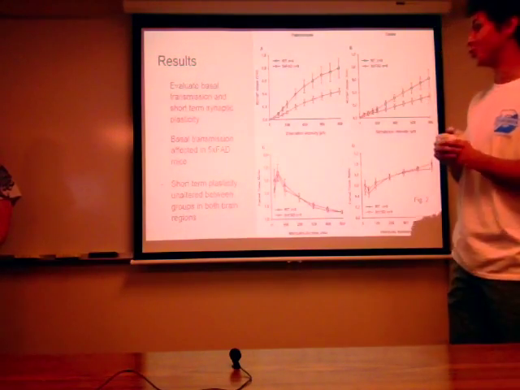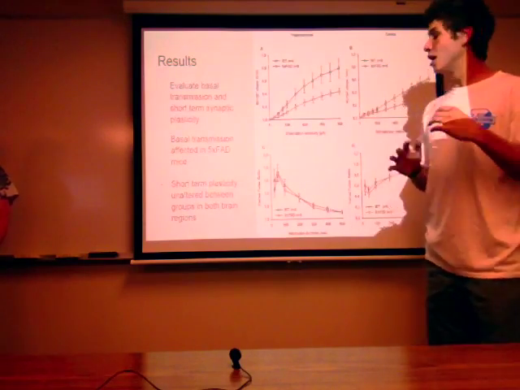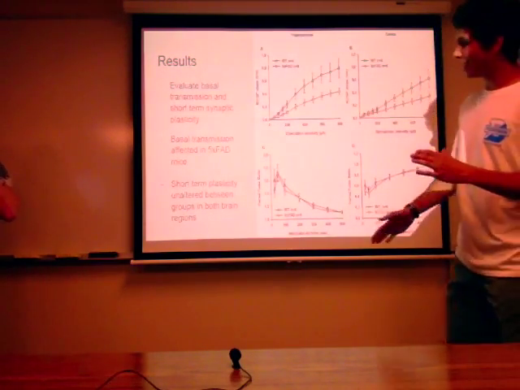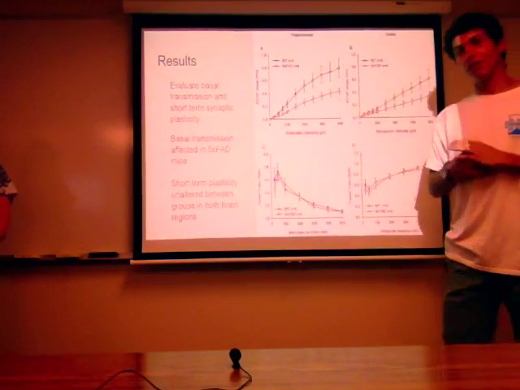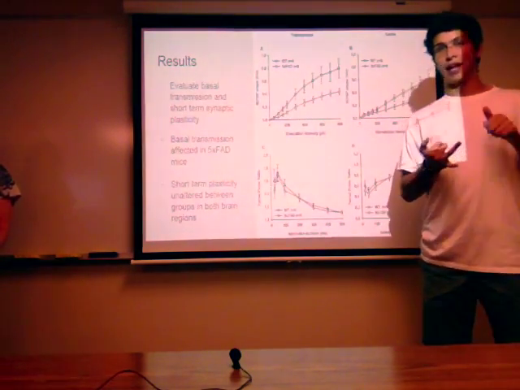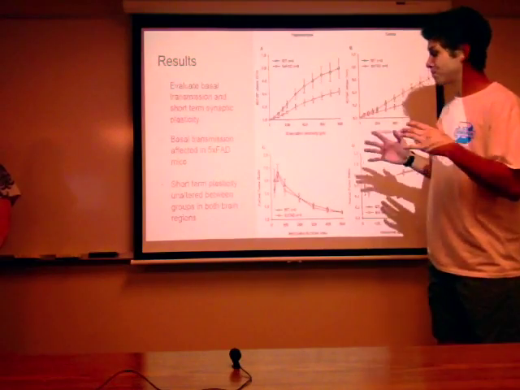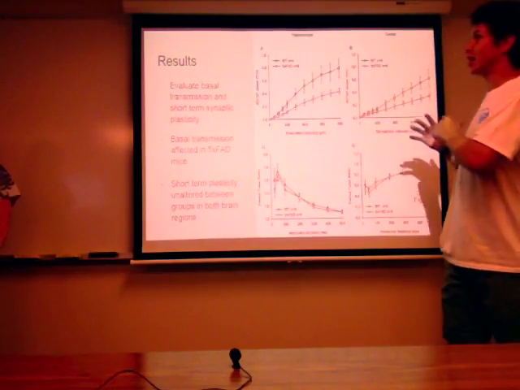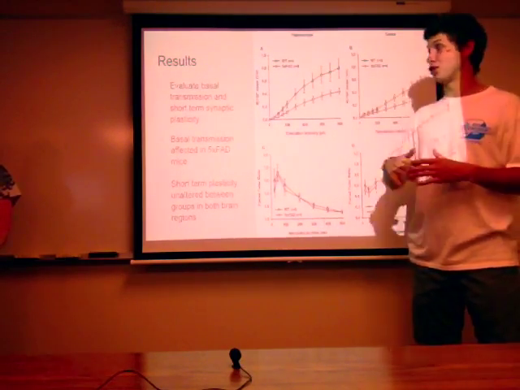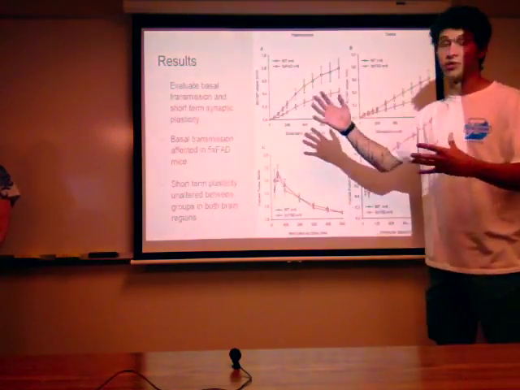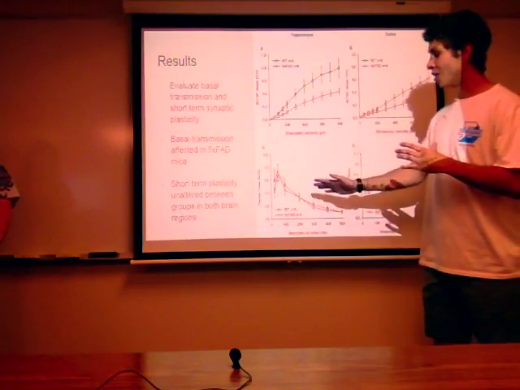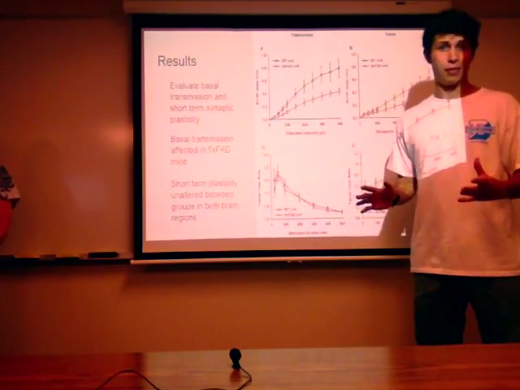Now we're going to move into short-term plasticity. Interestingly enough, short-term plasticity did have interesting curves, as we can see here. At no point were they significantly different from each other in the 5X FAD or the wild type. And so what this shows is that these 5X FAD mice, which did have Alzheimer's, which was shown here because of the loss of synaptic potentiation in terms of basal transmission, did not have their short-term memory affected, essentially.